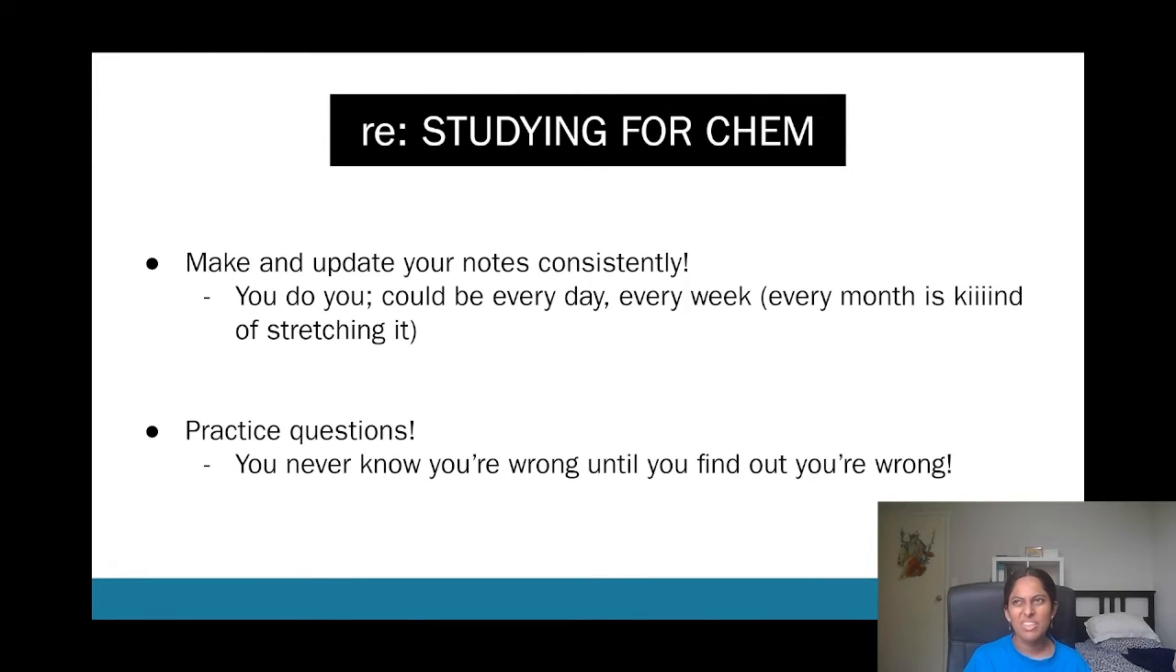So, the first thing that I would say is make your notes every week, be consistent with it. If you make it every month, you're going to be so overwhelmed by the end of it. It's just not going to happen. So either be doing your notes every day or every week, and also have practice questions, because you never know when you're wrong until you've actually done it.